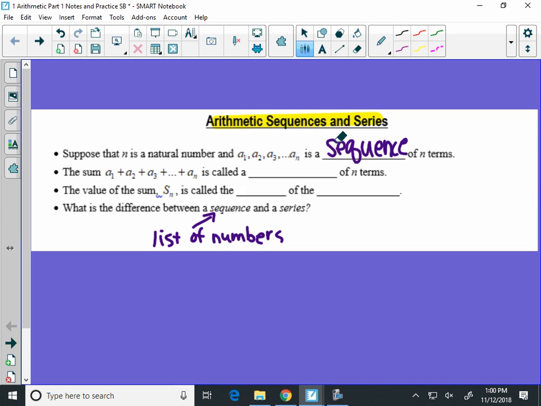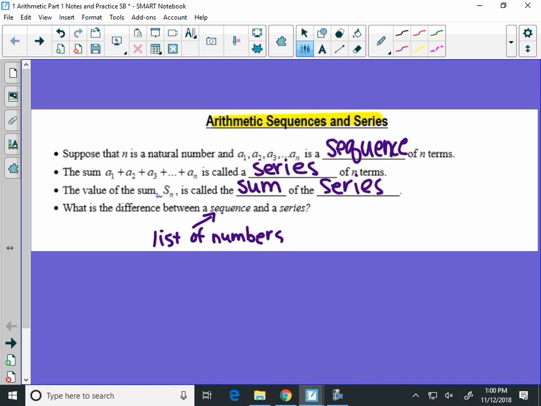Next, if I have that same list of numbers, but I put a plus sign in the middle, so I add them up, that is called a series of n terms. So we have sequence and series. Now if I have the sum, another S word, S sub n is called the sum of the series.